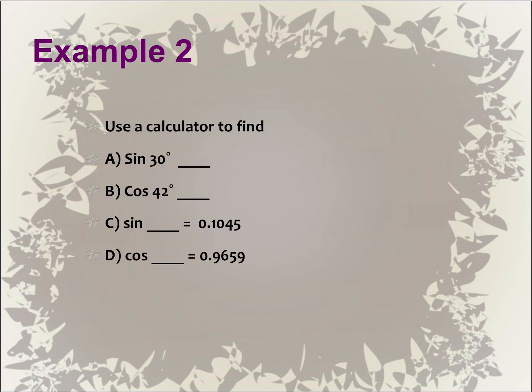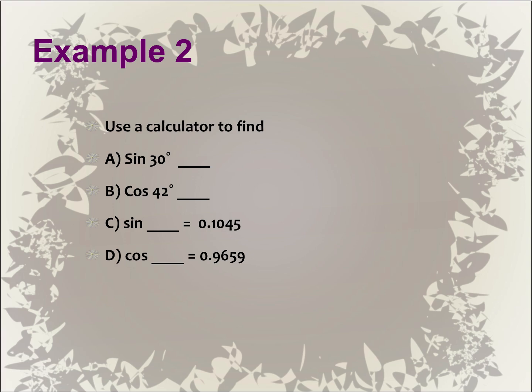It says use a calculator to find. However, the first one, sure, you could plug that into a calculator and you're going to get 0.5. But you need to know how to solve using special right triangles because sometimes they're not always going to be a decimal. And if you're giving it to me as a decimal, it's going to be wrong. So I'm going to draw this one out so you could see it.